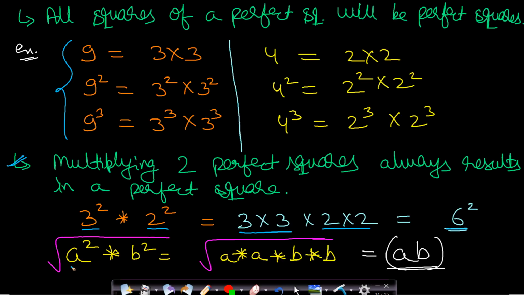Now if you take a general form like a square into b square and take the square root of this, then it can be represented as a square into b square because they are in pairs. And for the square root, you will dissolve each pair into 1. So this will be nothing but a into b. So multiplying two perfect squares will always result in a perfect square. This is the proof for this.